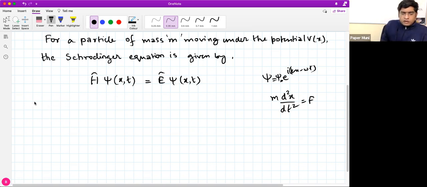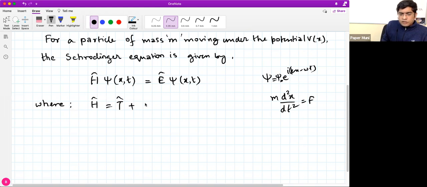But you can use this wave function, just put in the operators, and you will be able to prove RHS equal to LHS. But that is not a derivation. Now I have motivated why we are using this equation as it is.